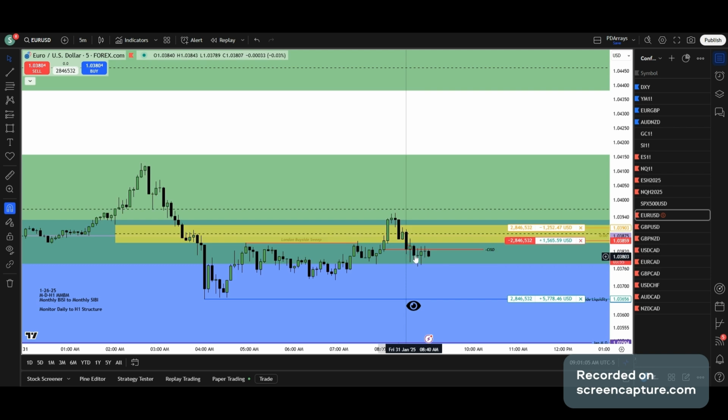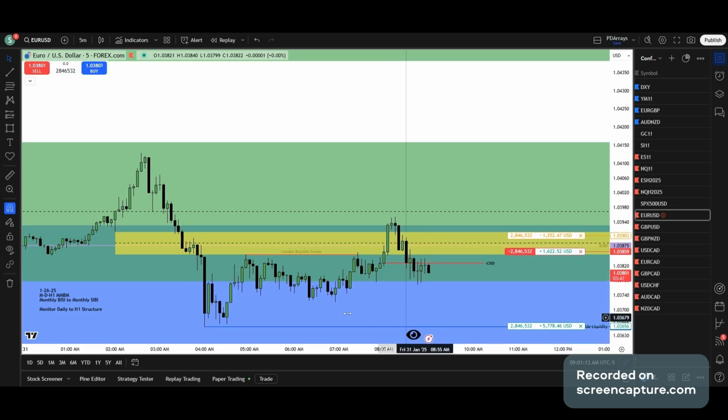You can see the wicks there. Wicks do the damage, the bodies tell the story. On the 5-minute, we just got this inversion fair value gap here, repelling price lower. Market maker buy model, market maker sell model, right here.